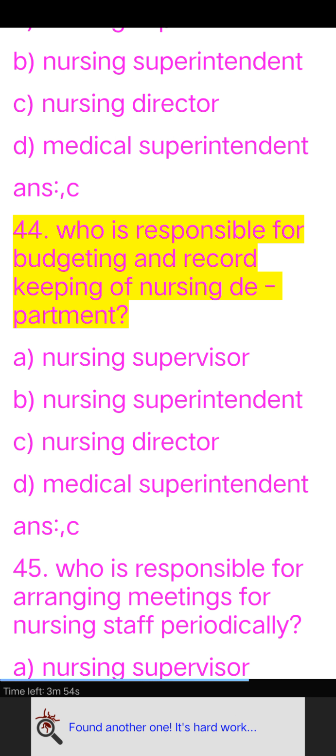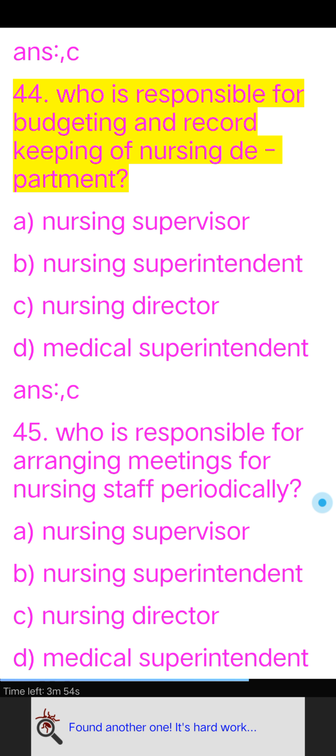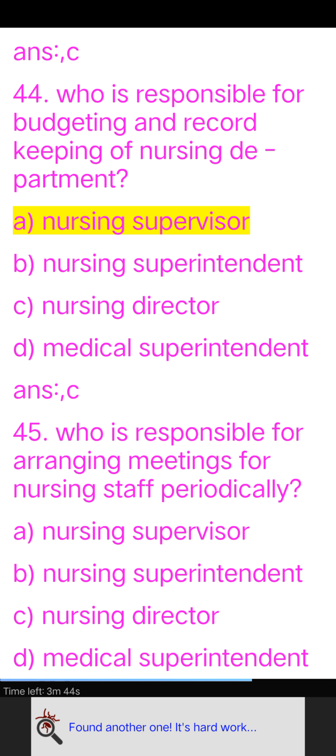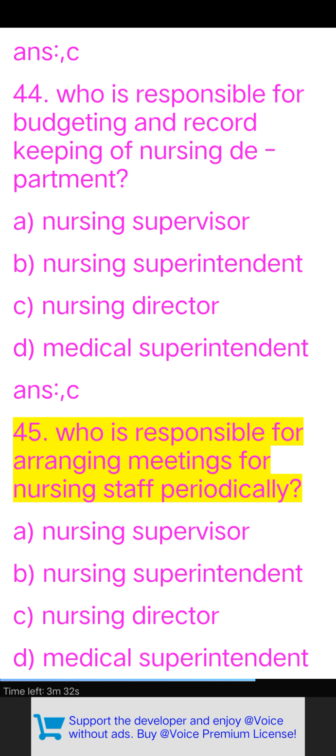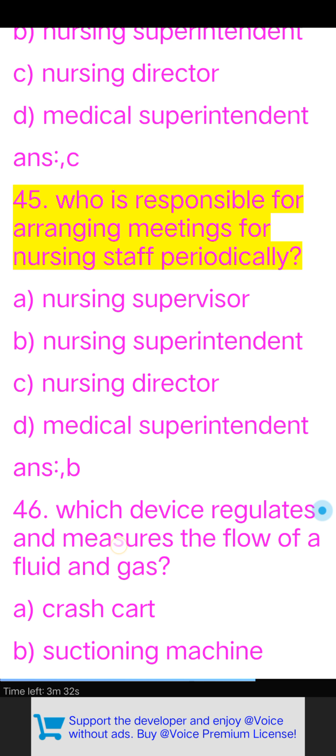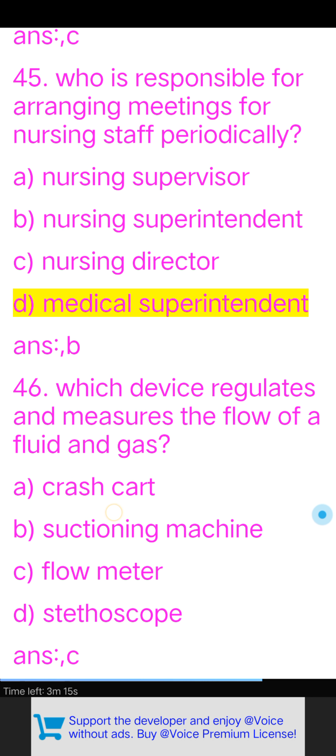Answer: C. 44. Who is responsible for budgeting and record keeping of nursing department? A. Nursing supervisor. B. Nursing superintendent. C. Nursing director. D. Medical superintendent. Answer: C. 45. Who is responsible for arranging meetings for nursing staff periodically? A. Nursing supervisor. B. Nursing superintendent. C. Nursing director. D. Medical superintendent.